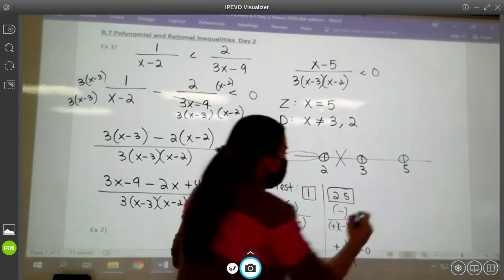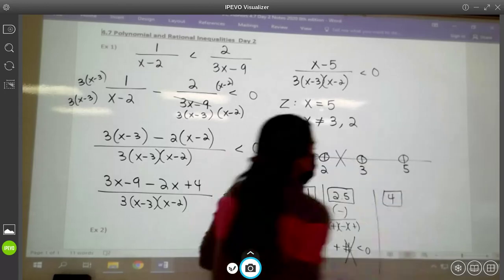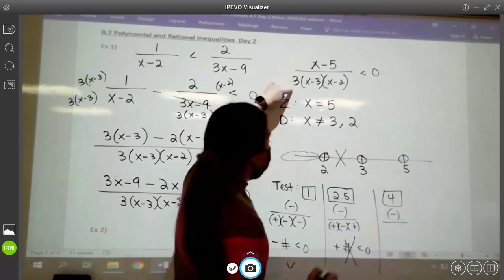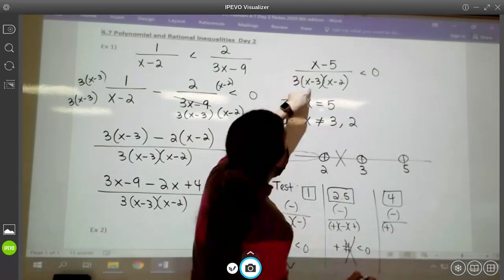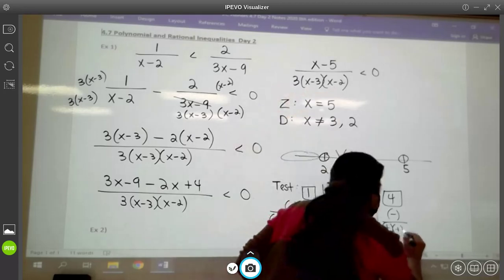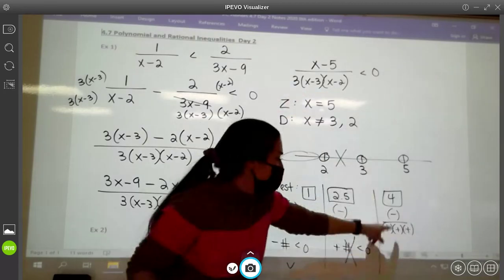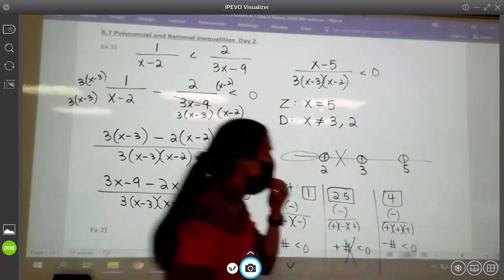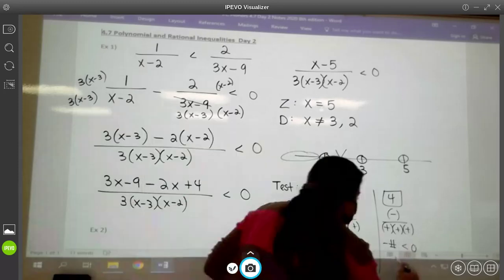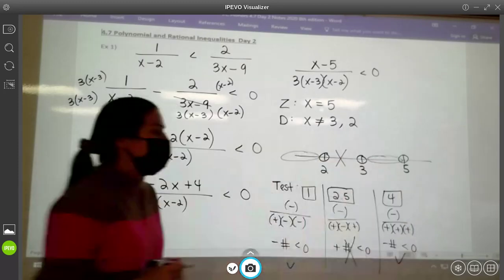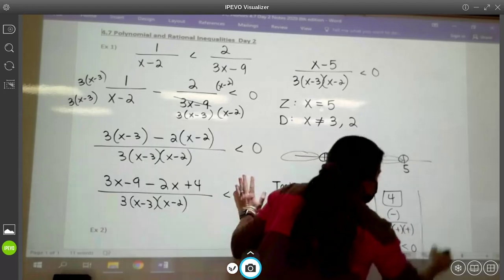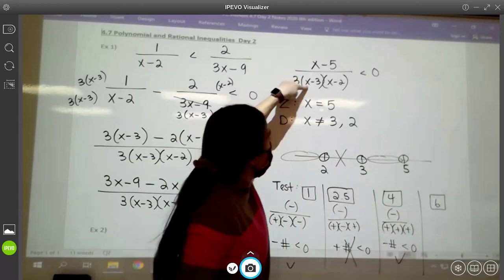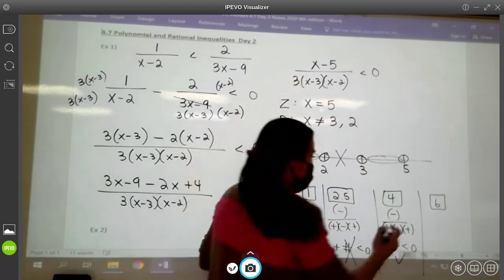All right, now I'm going to go for 4. I'm going to get a negative, a positive, and a positive. So that's going to be a negative number divided by a positive. That's going to stay negative. And will a negative number make this true and be less than 0? Absolutely. These are good x's. And then the last one, I'll test 6. Positive, positive, positive, positive. It's a positive over a positive.